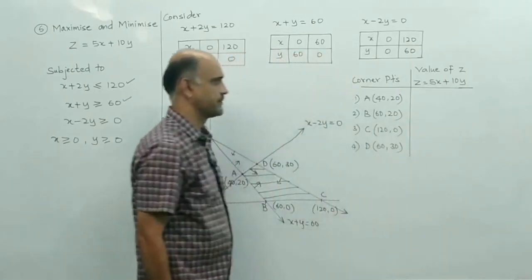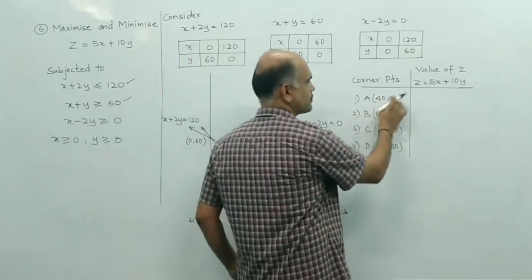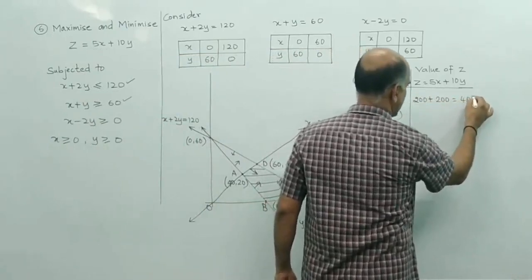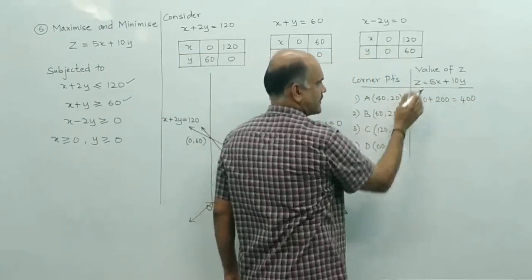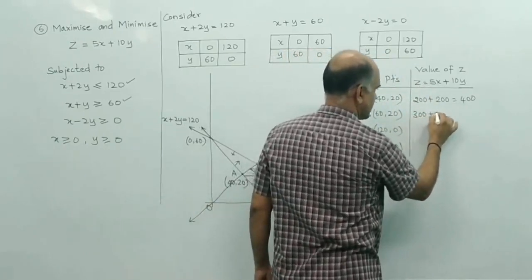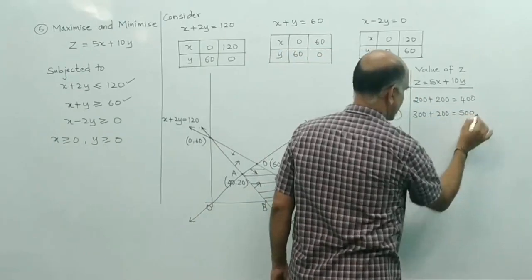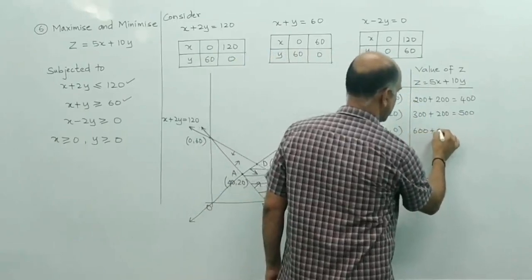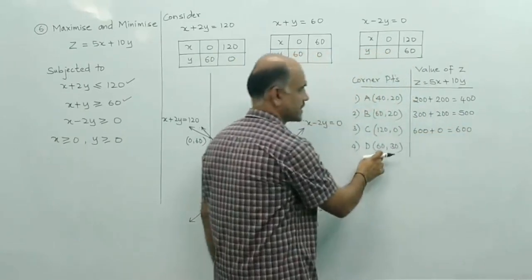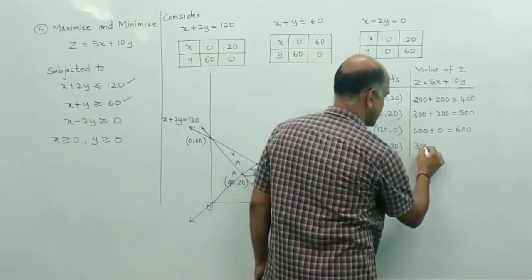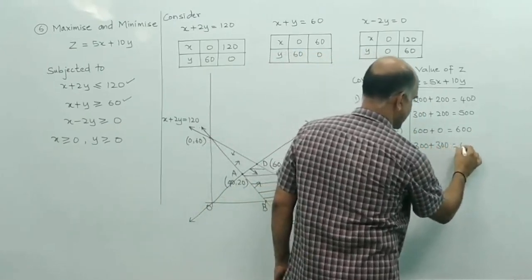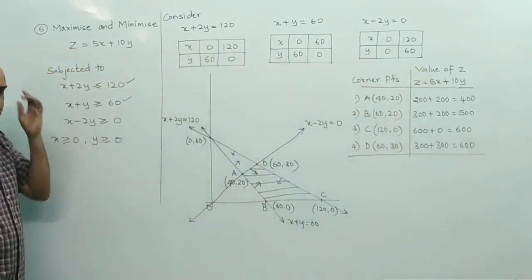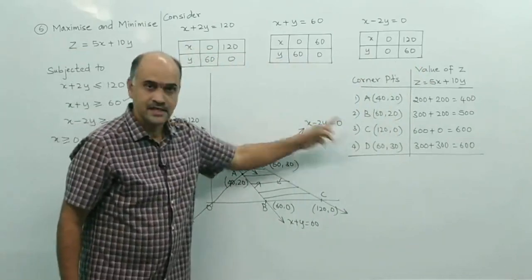So if we substitute, 5 4s are 20, 200 plus 200 you will get 400. 60, 20, 6 5s are 30, 300 plus 200 you will get 500. 120, 0, 12 5s are 60, 600 plus 0 you will get 600. 60, 30, 6 5s are 30, 300 plus 300 you will get 600. Then finally write the answer. So maximum value is 600.